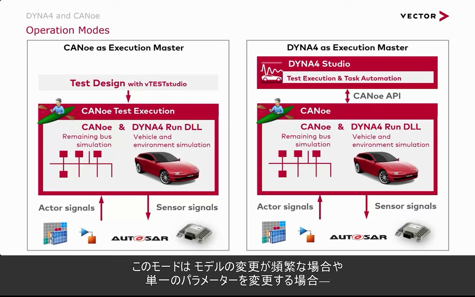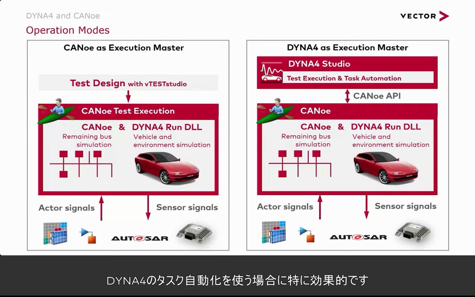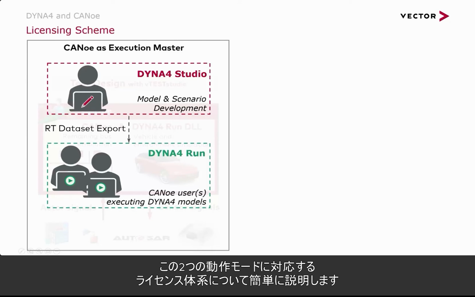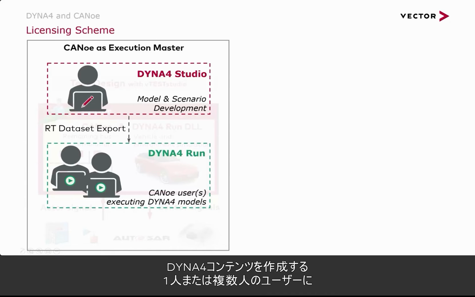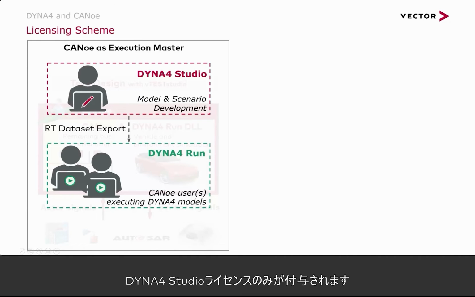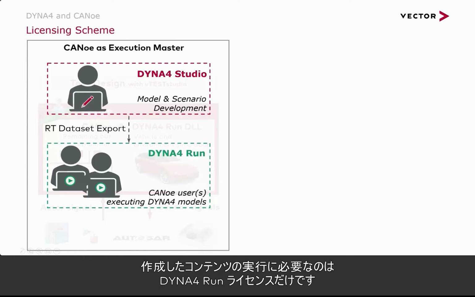This mode might be especially interesting for you when you do frequent model changes, single parameter changes, or use the DYNA4 task automation. Let me explain briefly how our licensing scheme accommodates these two operation modes. In case of using GNU as the execution master, you can choose just a single or few users for the authoring of DYNA4 content and equip only these users with DYNA4 Studio licenses. The users that execute the prepared content in GNU will only need DYNA4 Run licenses to do so.